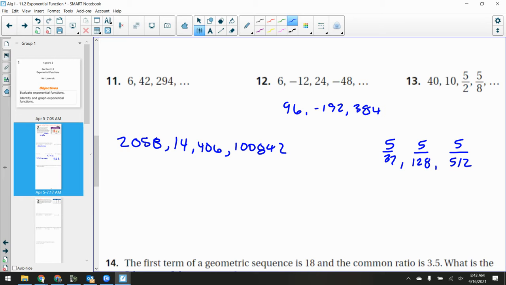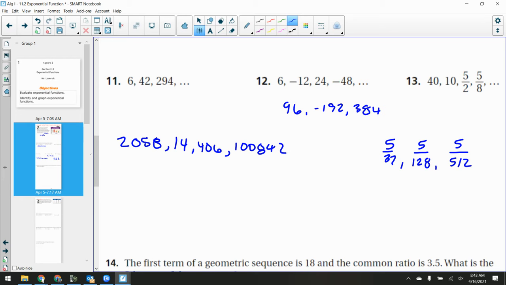The denominators are multiplying by 4. Take a look at the denominator starting with 5/2. The numerator is staying the same. The denominator goes from 2 to 8 to 32 to 128. That's all multiplying by 4 each time.